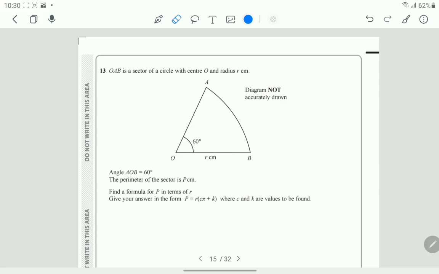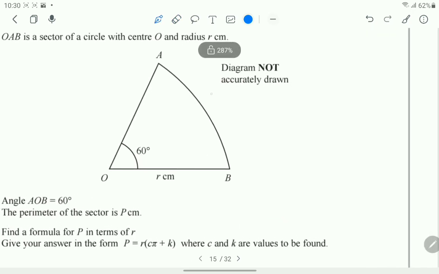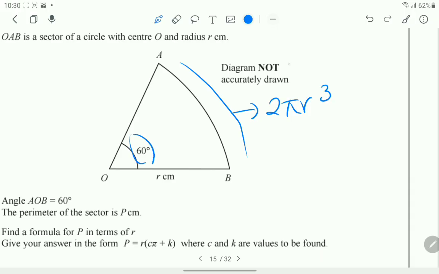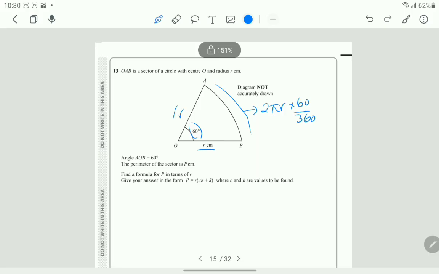Find a formula for p in terms of r. Give your answer in the form p equals r (c pi plus k), where c and k are values to be found. So let's work it out. We know that the circumference is 2 pi r for a full circle, but since this is a sector of 60 degrees, it would be 60 over 360, and this is r, and we need to keep it in terms of r.